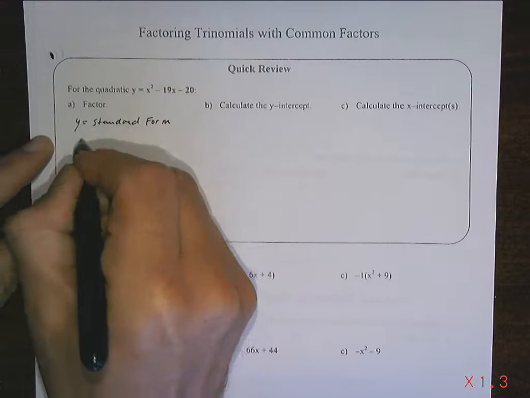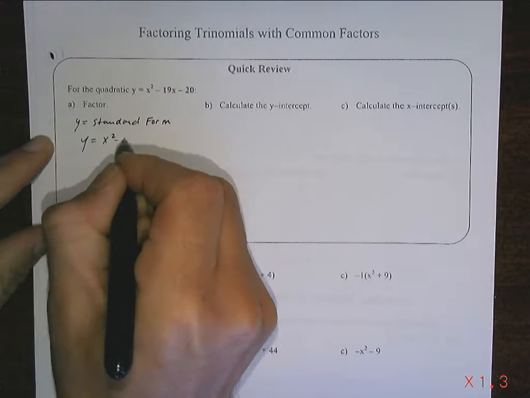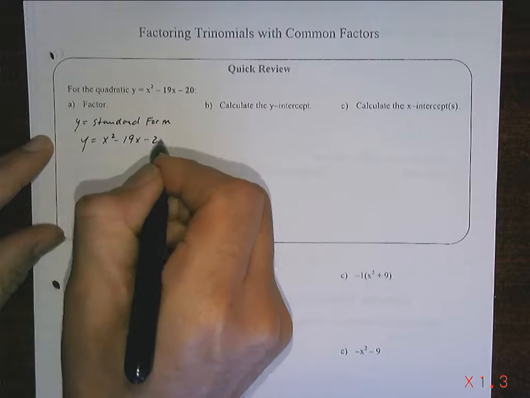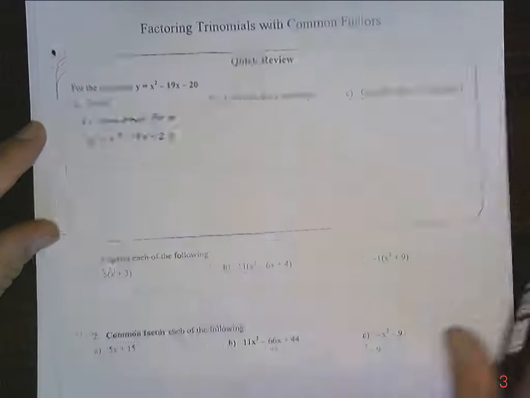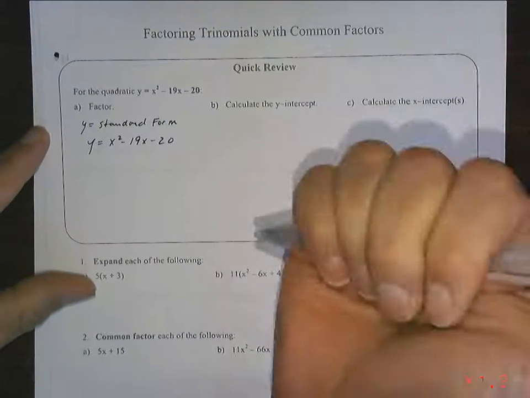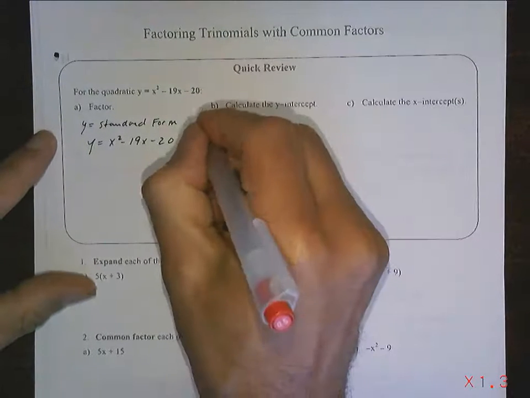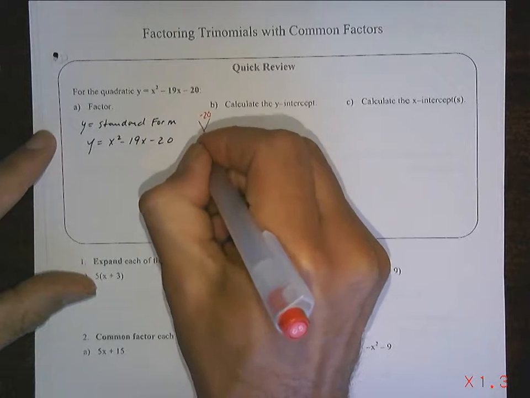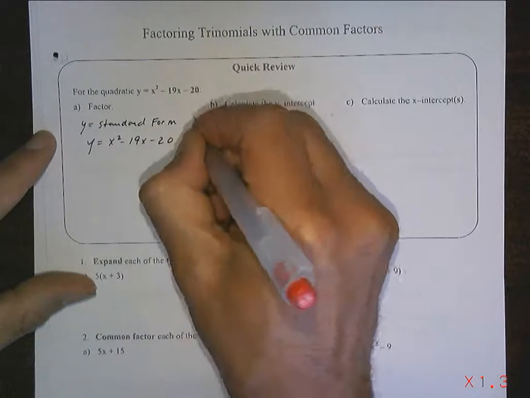It looks like this. We're going to factor that puppy. We're going to change it into factored form. So we're looking at negative 20, negative 19. I'm thinking of the numbers 1 and 20.